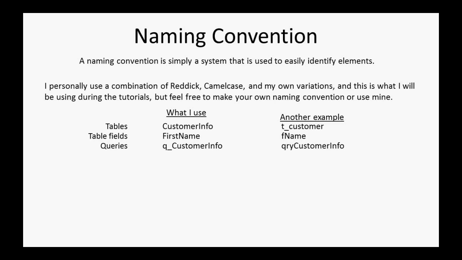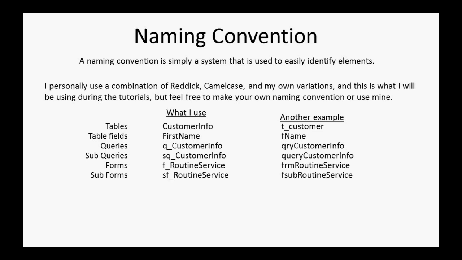Queries, Q underscore CamelCase. Subqueries, SQ underscore CamelCase. Forms, F underscore CamelCase. Subforms, SF underscore CamelCase. Reports, R underscore CamelCase. And subreports, SR underscore and then a CamelCase.